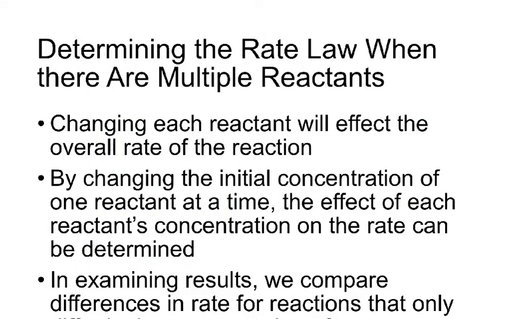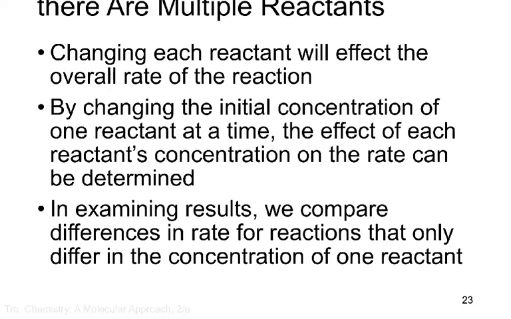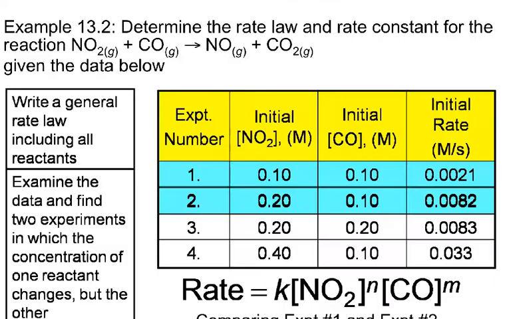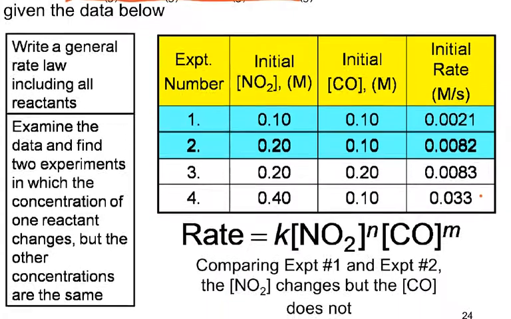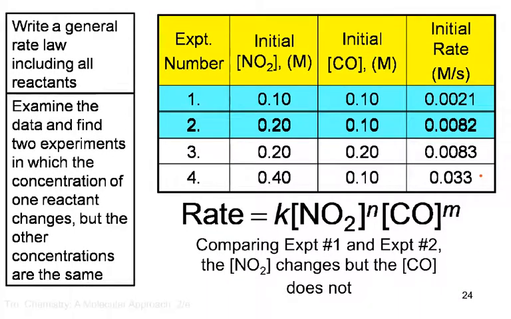Okay, when there are multiple reactants, if you change any of the reactants, you're going to change the overall rate. So what you should do is change the initial concentration of one reactant at a time, focusing on one variable, and then you can look at the effect of that reactant's concentration on the overall rate. So let's work through a problem here. Determine the rate law and rate constant for the reaction given here, given the data below. So here's our data table.